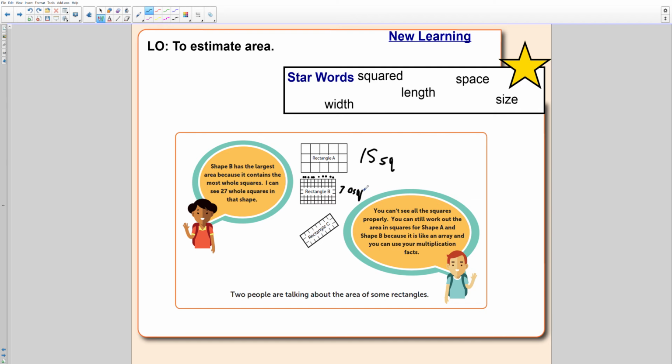And what about C? Well, C is actually a lot like A, isn't it? It's got 3 rows. It's just diagonal. And then across top 1, 2, 3, 4, 5, 6, 7, 8. So we've got 3 times 8. That's 24 squares.